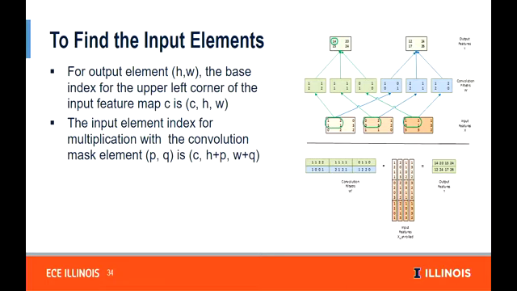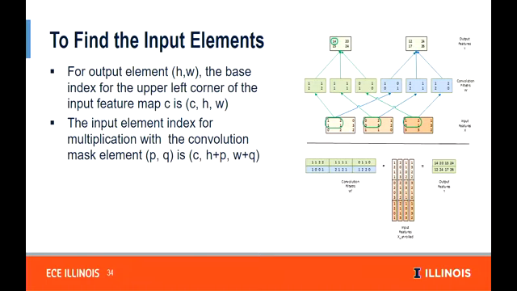So if I need to find the input elements for generating an output, for output element H and W, the base index for the upper left corner of the input feature, this is when I need to do unrolling. Okay, so this is where I'm going to teach you how to do that unrolling, how you can actually generate your unrolled matrix from your input feature maps.